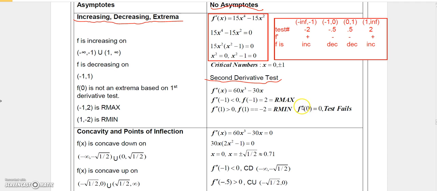And then when I plugged in 0 for the second derivative, I got 0. So that told me the test fails. And then so I had to go back to the first derivative test, and you can see here the test does not yield an extrema here because the sign is the same on both sides of 0. So that just sort of confirms what I showed you, that I get a relative max at the point negative 1, 2, and a relative min at the point 1, negative 2.